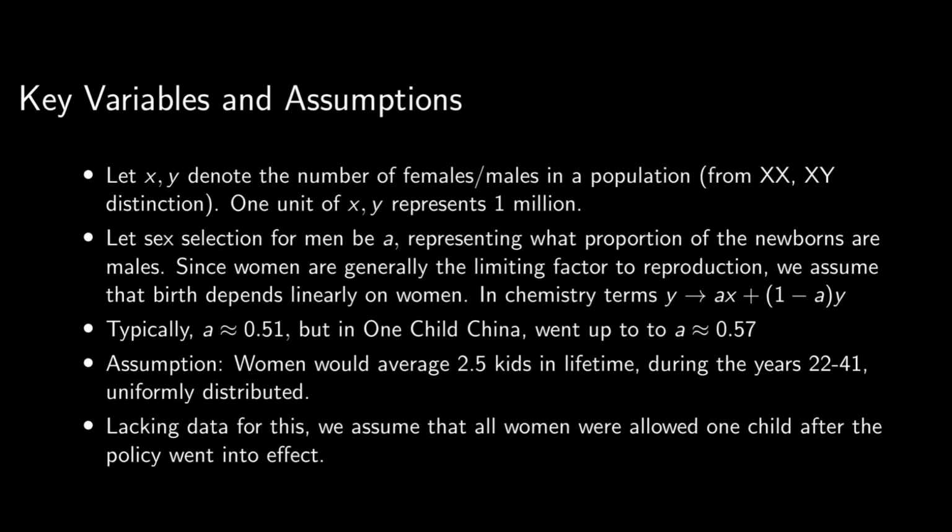Another important facet of this story is the role of sex selection, which we denote with parameter A. Biologically, A is about 0.51, meaning 51% of births are male. But during China's one-child policy, this ratio skewed unnaturally high, with values reaching as high as 0.57. There are a number of cultural and economic reasons for this, but this will drive the observed large separation between the male and female populations.